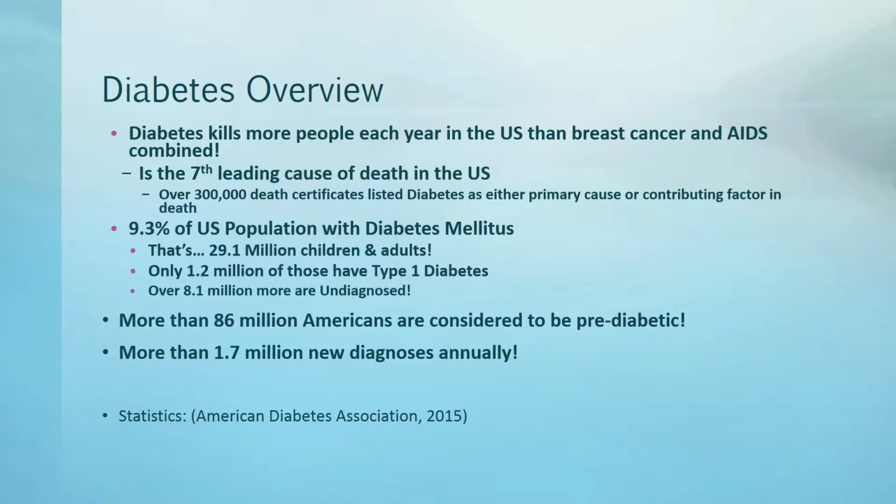And if we think about a lot of the complications that these people will have, they'll also have neuropathy. They'll have problems with their eyes. So diabetes, if it's not well controlled, can really be a pretty detrimental disease.